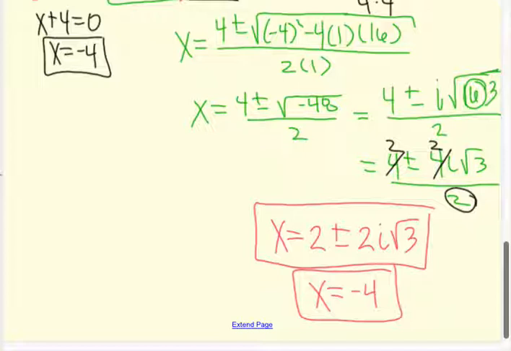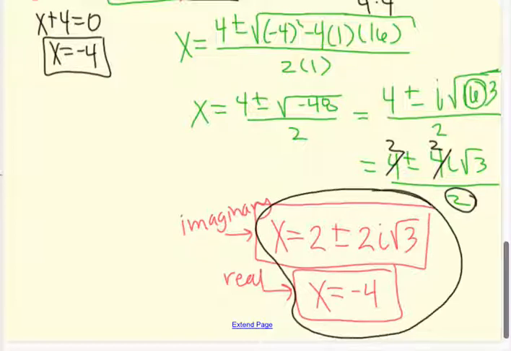So this is, remember, a real solution. This is an imaginary. But I would want you to give me all solutions, so you would give me all the solutions. Okay, so those would be my answers.